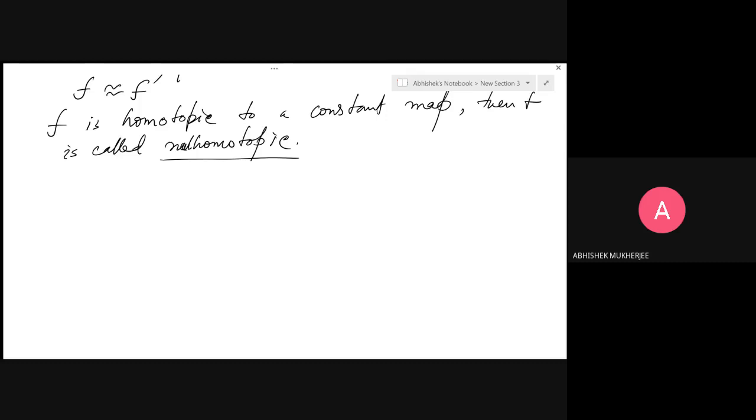So we consider the interval [a, b] as [0, 1], because any closed interval [a, b] is homeomorphic to the closed interval [0, 1]. So without loss of generality, we can consider the closed interval [0, 1].